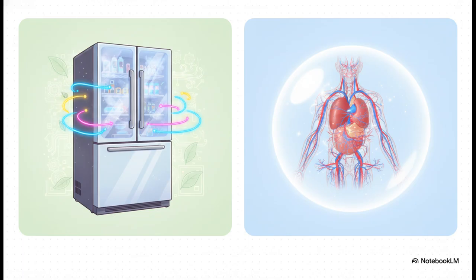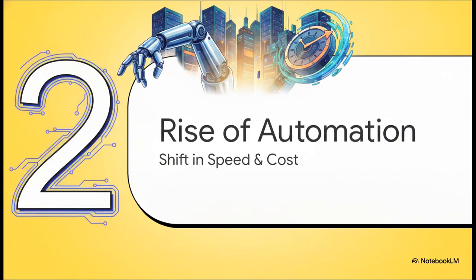On the flip side of that, we have closed systems. A closed system exists entirely alone with absolutely zero external connections. A really great natural example of this is the human blood circulation system, which operates entirely within its own closed boundaries.